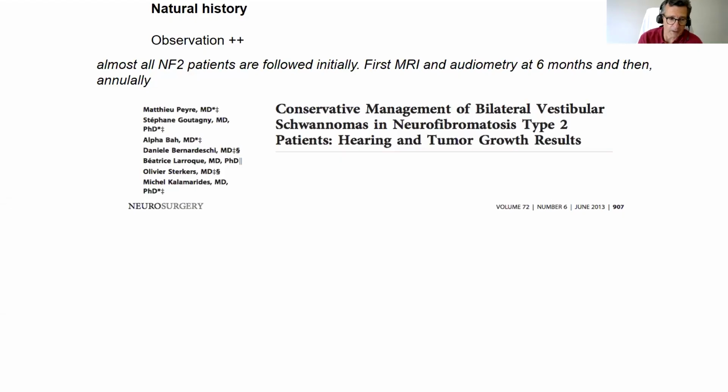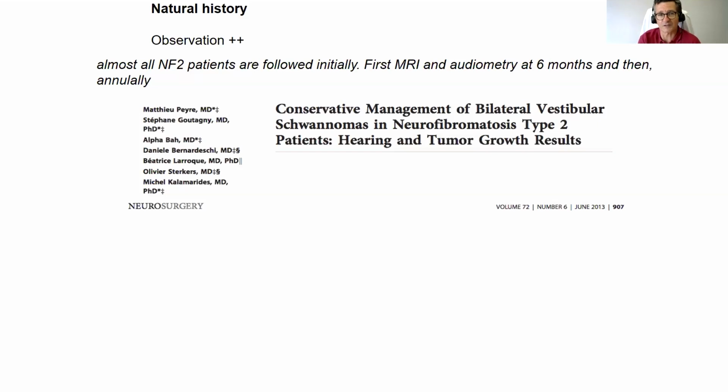The last point we'll discuss is that this is our experience in France. I think my view on NF2 is shared by the team in England. It's a European way of managing NF2. And I will discuss maybe some difference with the way to manage NF2 in the US, where maybe it's more aggressive, and we'll discuss this later on.